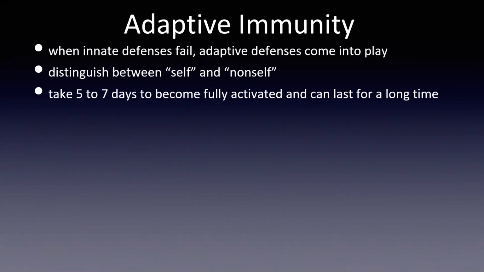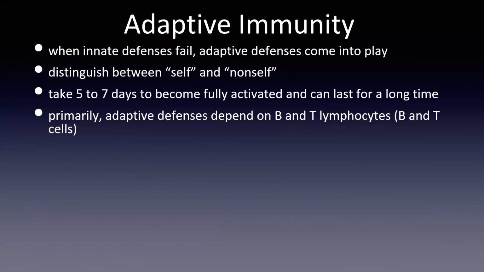Primarily, adaptive defenses depend on those B and T cells, or B and T lymphocytes that we talked about earlier.